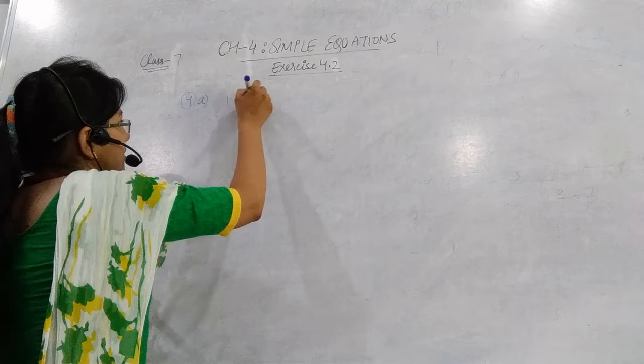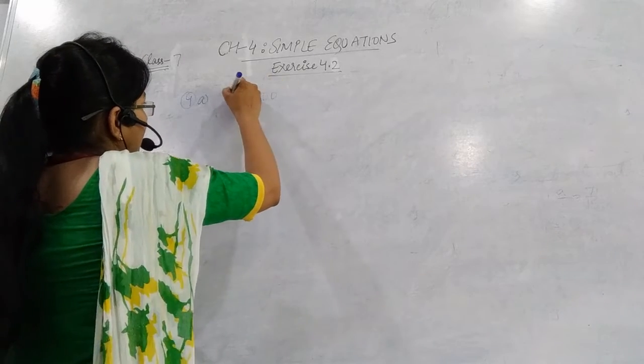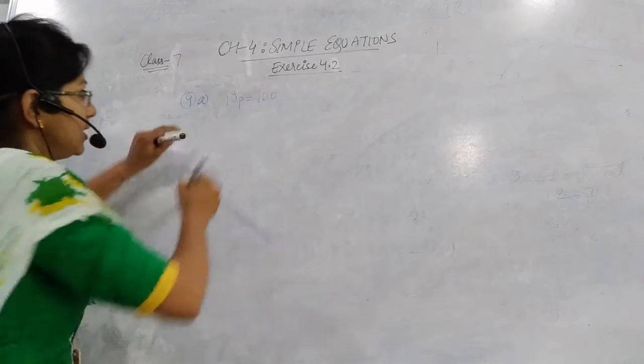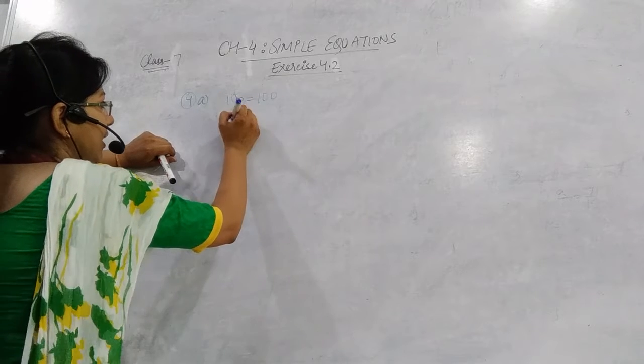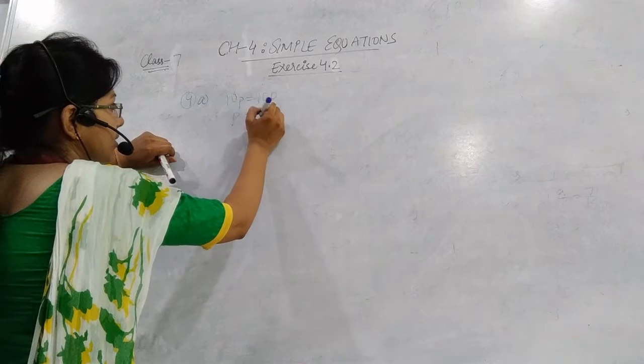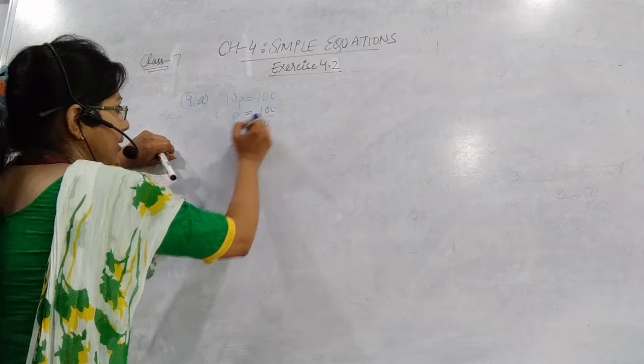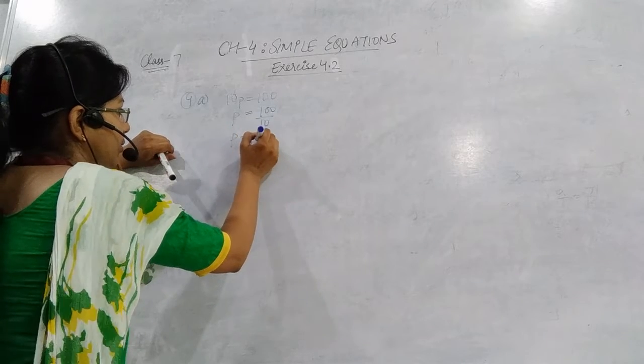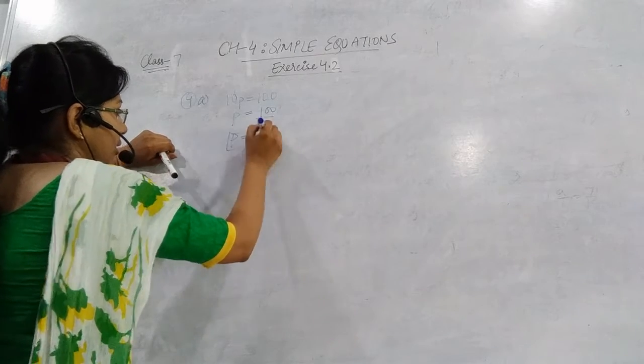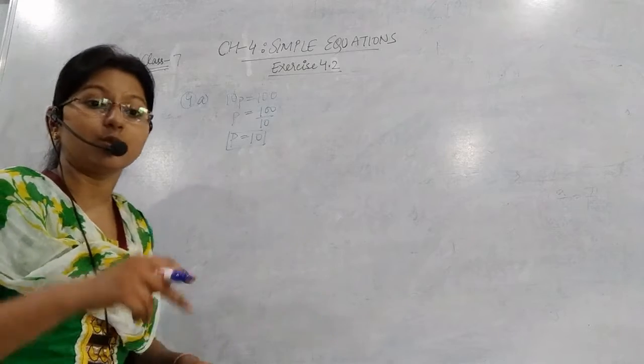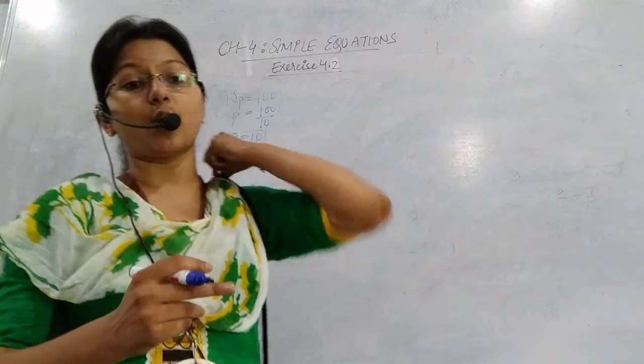10p is equal to 100. अब 10 जो यहाँ मल्टीप्लाई में है वहां जाके डिवाइड हो जाएगा. So p is equal to 100 by 10. So p is equal to 10. Simple. कोई स्टेप्स नहीं लिखना है इसमें, क्योंकि see we have to act according to the question.